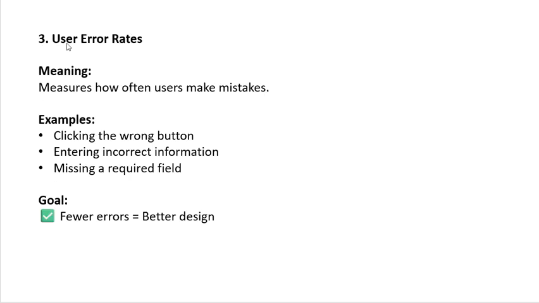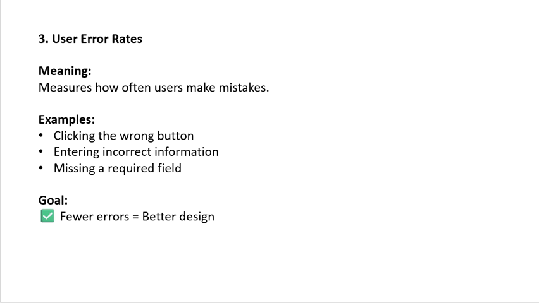Third is user error rate. This measures how often the user makes mistakes. Examples are clicking the wrong buttons, entering incorrect information, or missing required fields. The goal is fewer errors, because fewer errors mean a better design.